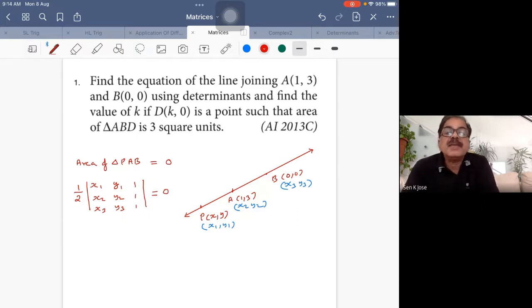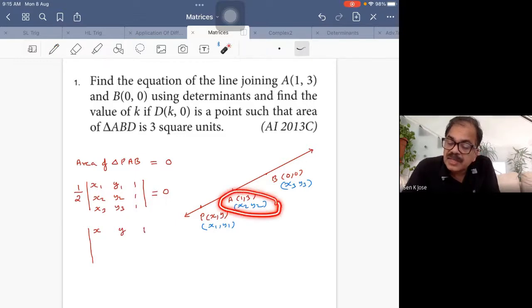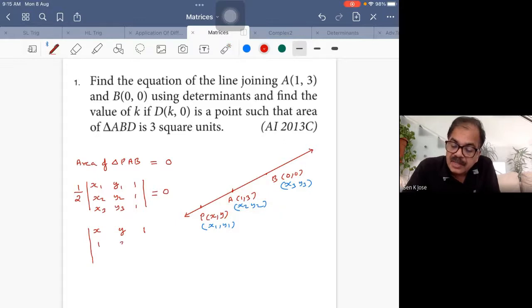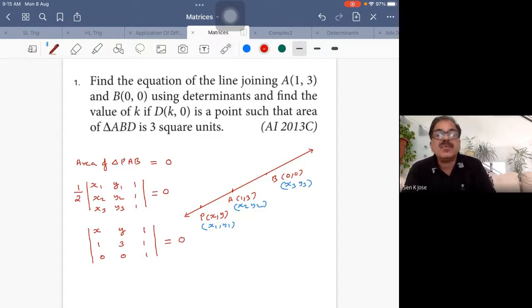But here, since the 3 points are collinear, since they lie on the same line, the area is 0. I can multiply both sides by 2, so the half will go away, or cross multiply 2 to the other side. It will become 0 into 2, which is 0. So I don't have to write half anymore now. So the determinant: the first point x1, y1 is basically x, y, and 1. Then x2, y2 is 1, 3, so I write 1, 3, and 1. Then the next point, x3, y3, is 0, 0, so I write 0, 0, and 1.